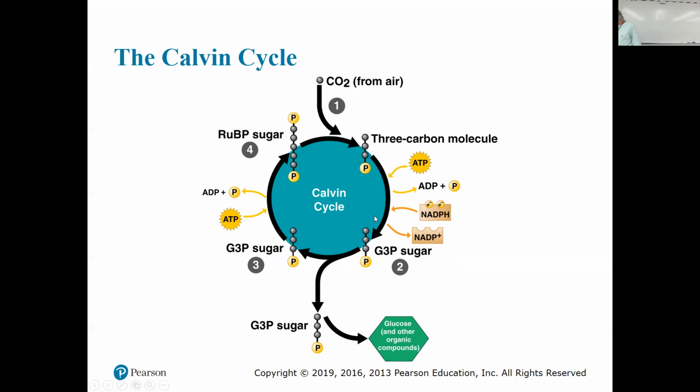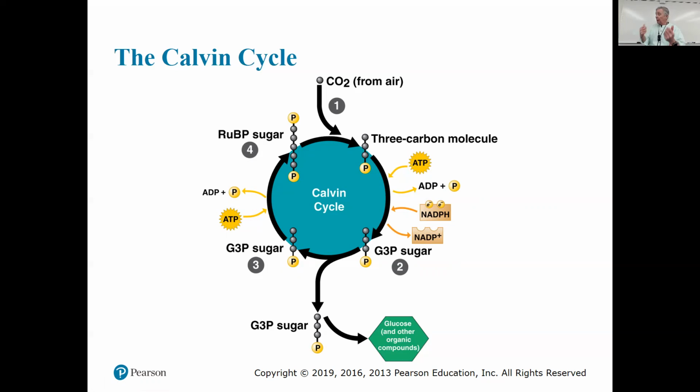And so these G3Ps are fired up, and they leave. Some of them leave here, some of them go on. When they leave, two of them put together to make glucose and other organic compounds. Some of the G3Ps stay in the cycle, get fired up with more ATP and make something called RuBP sugar. And that combines with another carbon dioxide to make the 3-carbon G3P again. And we go around and around and around.